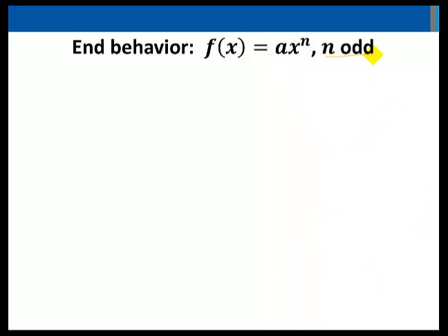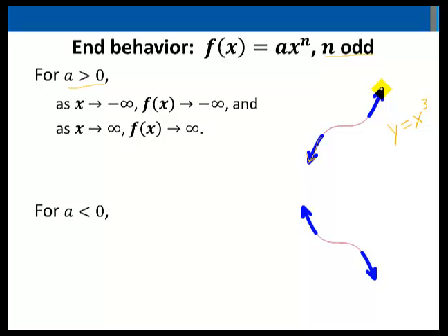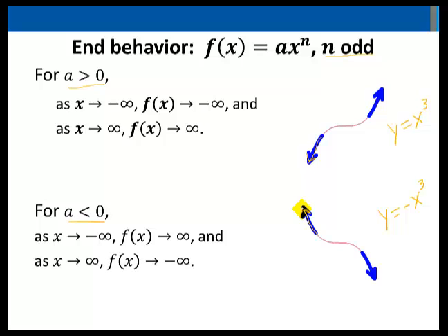When n is odd and a is greater than 0, we have end behavior resembling y = x cubed. As x approaches negative infinity, f(x) approaches negative infinity, and as x approaches positive infinity, f(x) approaches positive infinity. When a is less than 0, our end behavior resembles y = negative x cubed. As x approaches negative infinity, f(x) approaches infinity, and as x approaches infinity, f(x) approaches negative infinity.